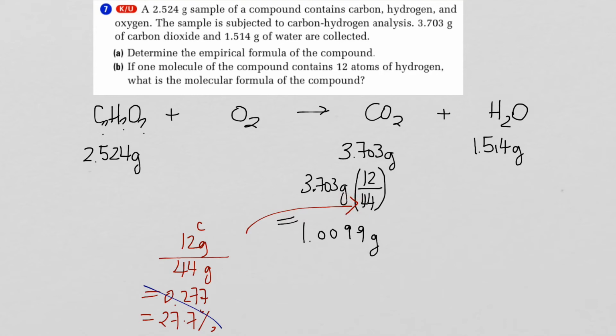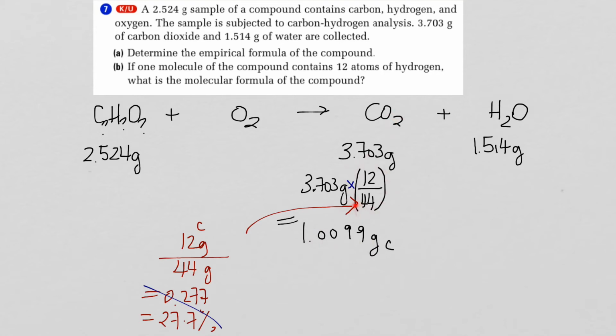So what we're doing here, we're saying that this, which is 27.7% of the total mass, right? We're multiplying, remember? We're saying that 12 over 44, which is 27.7% of the total mass, comes from carbon. So what we calculated is that inside 3.703 grams of carbon dioxide, 1.0099 grams comes from carbon. So this is the mass of carbon inside this amount of carbon dioxide.